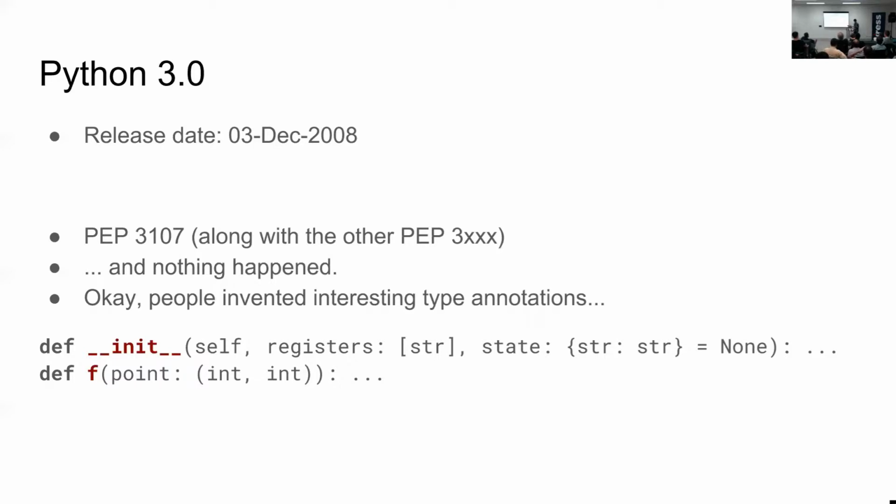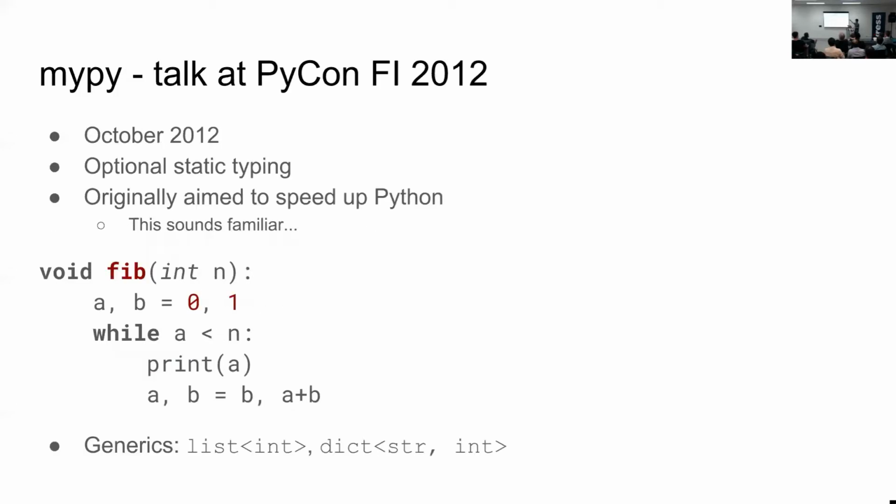So Mypy. This was actually the first reference to Mypy that I could find, a talk at PyCon Finland in 2012. It's basically a superset of Python which aims to use optional static typing, and its original aim was actually to speed up Python, which sounds familiar.